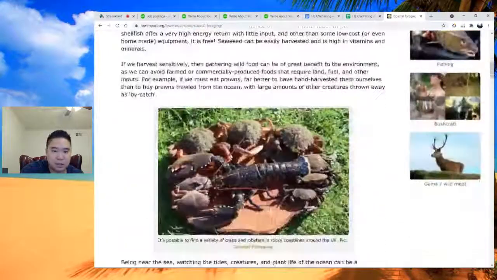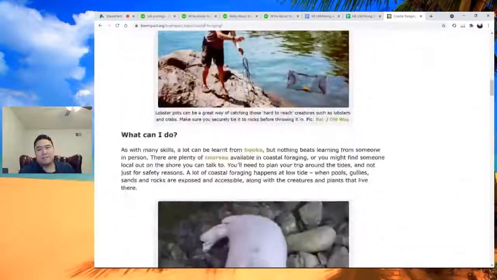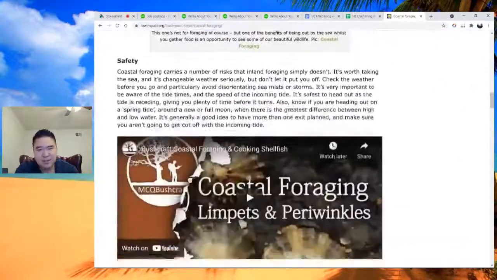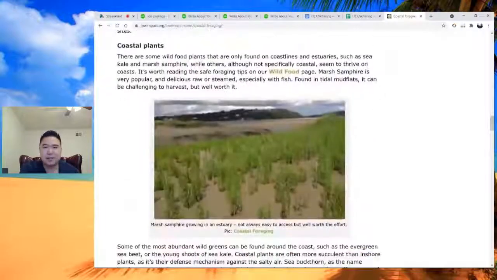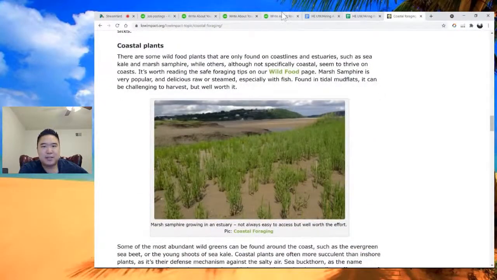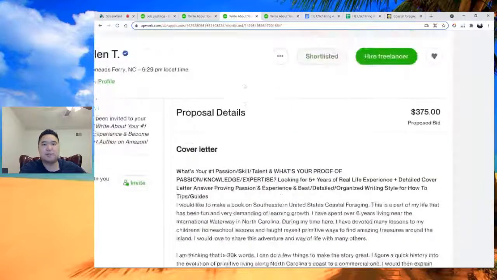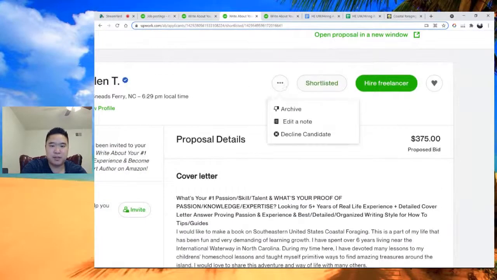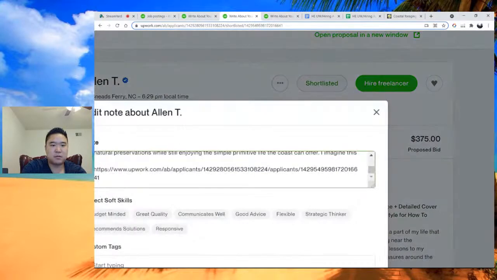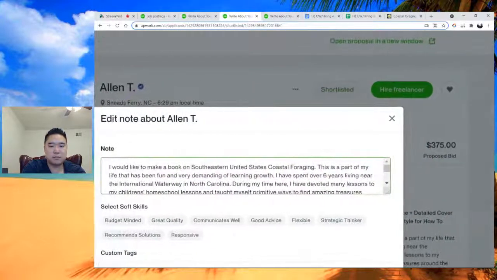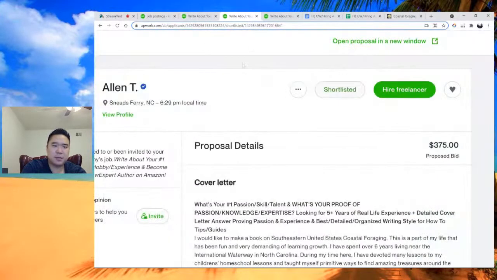Okay, that's very interesting. So I would say, you know what, man? Just give coastal foraging tips like this. It doesn't have to be based in one specific city. I'm definitely interested. Okay, coastal foraging. That's the main keyword. Let's go to the top. Coastal foraging. Okay, so I may be interested in this applicant.